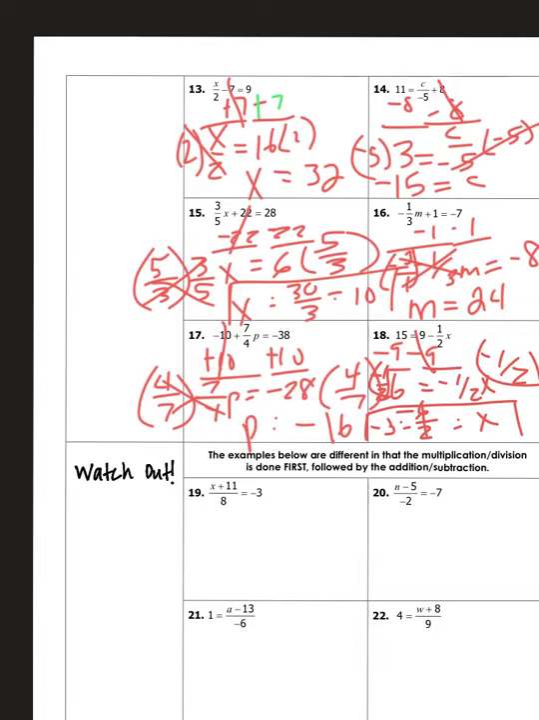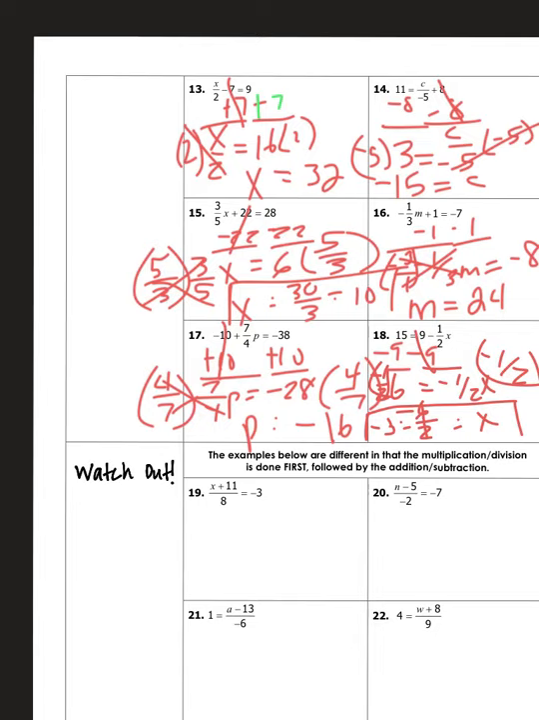All right, so now 19 through 22, these examples are special because they force you to do the multiplication or division first. In this case, it looks like they're all multiplication first. So in the previous examples, we were getting rid of the constant by either adding or subtracting first. Here, we are getting rid of the denominator by multiplying first. So it's a little different. It's kind of like backwards, but it's still 2 steps.